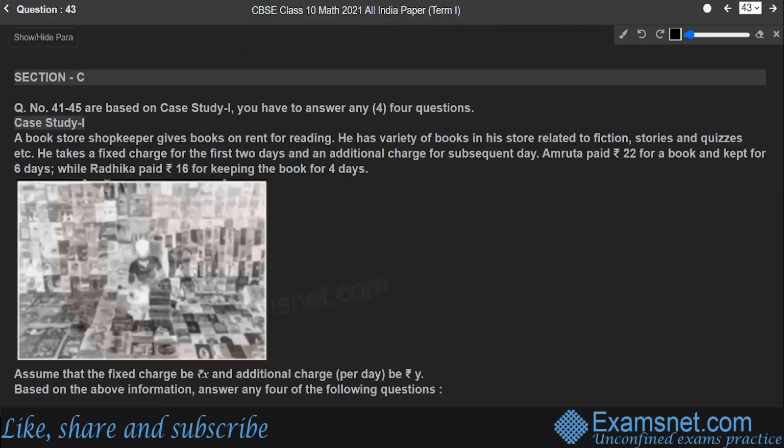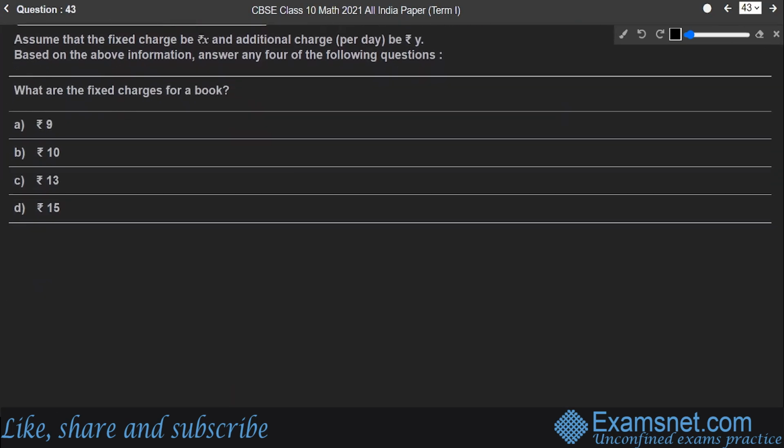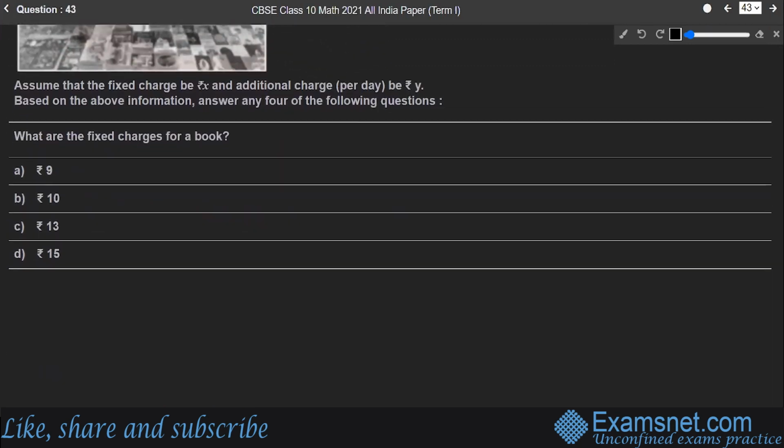Now, the same question continues. Now they are asking, what are the fixed charges for a book? As we made the equations, the first equation was X plus 2Y is equal to 16. This was for Radhika. The other equation was X plus 4Y is equal to 22. This was for Amruta. So this is equation number 1 and this is equation number 2.